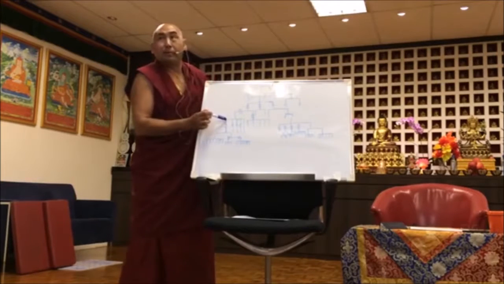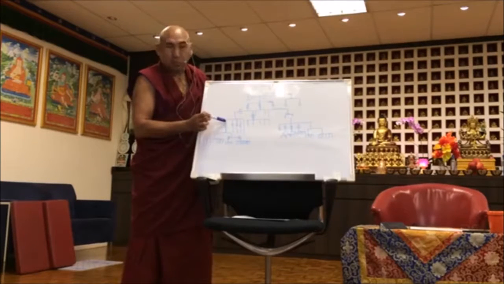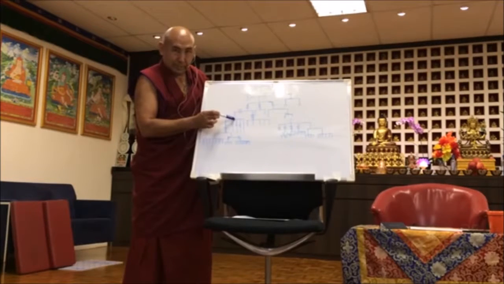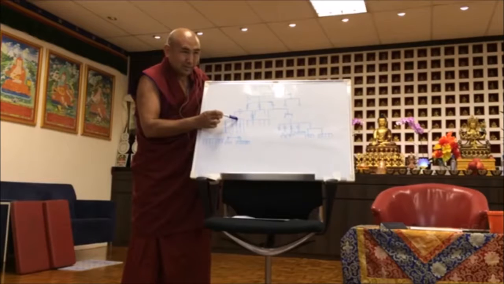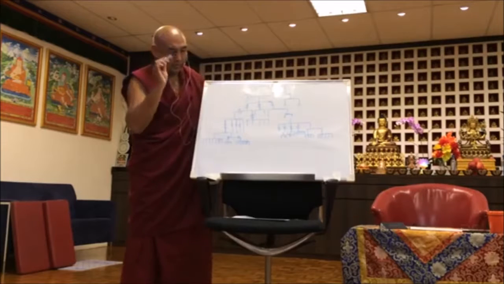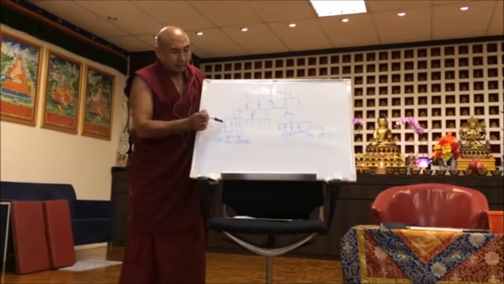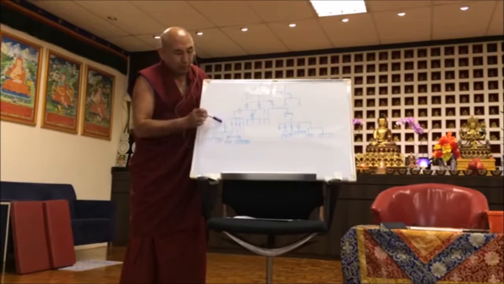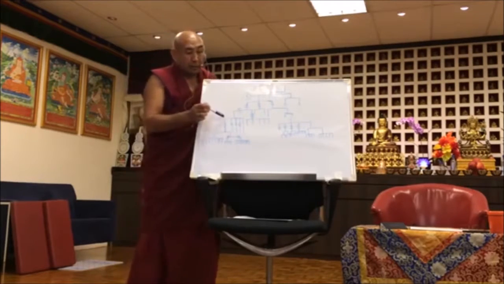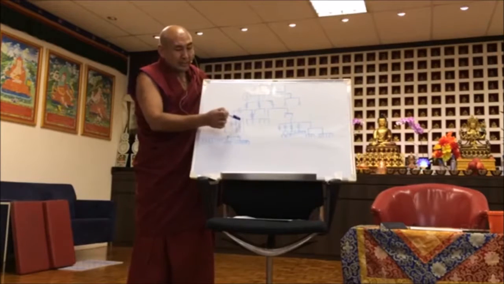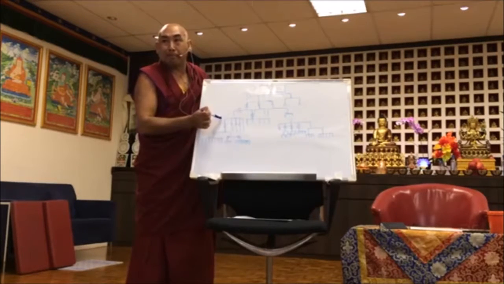External matter, how many? We have five: form source, sound source, smell source, tactile source and tangible source. I think we already learned about the form source. Here, what are the differences between the five of them?